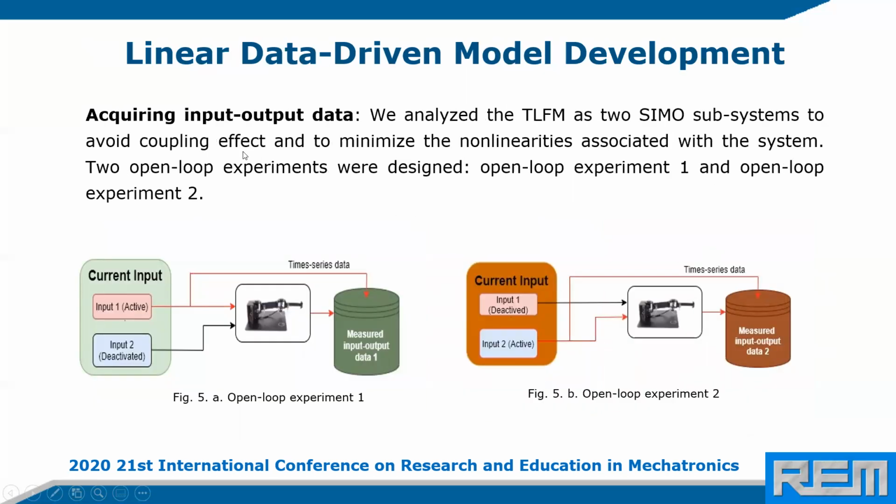Now to the linear data-driven model development. First, we acquire input and output data. We analyze the system as two single-source systems. This figure is showing each subsystem. This is subsystem 1 and this is subsystem 2. We are calling the experiment for subsystem 1 open loop experiment 1. And this figure shows that input 1 is active during experiment 1, and here input 2 is active.